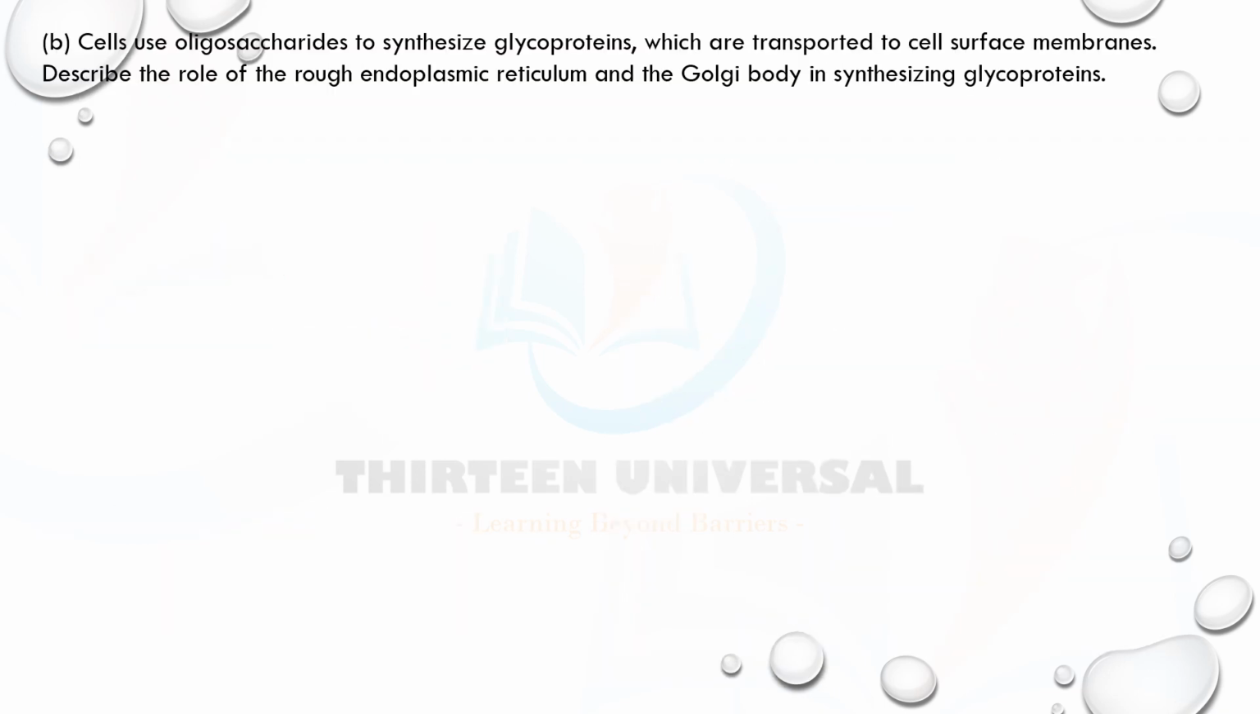Cells use oligosaccharides to synthesize glycoproteins, which are transported to cell surface membranes. Glycoproteins are synthesized using oligosaccharide. That means this oligosaccharide is added to protein to form glycoproteins, which are transported to cell surface membranes. Describe again the role of rough endoplasmic reticulum and Golgi body in synthesizing glycoproteins.